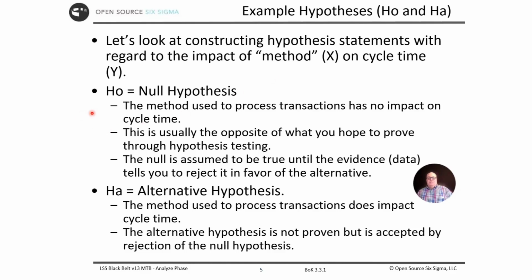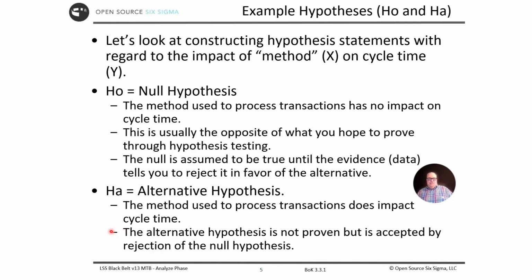So in the null case, we're going to say, method doesn't matter. So method used to process transaction has no impact on cycle time. This is the opposite of what we're hoping by doing the test, but it is assumed to be true. So unless we can reject the null in statistical speak, then we're going to remove that X and take it out of our funnel. On the other side, what we hope is true is that method does impact cycle time.